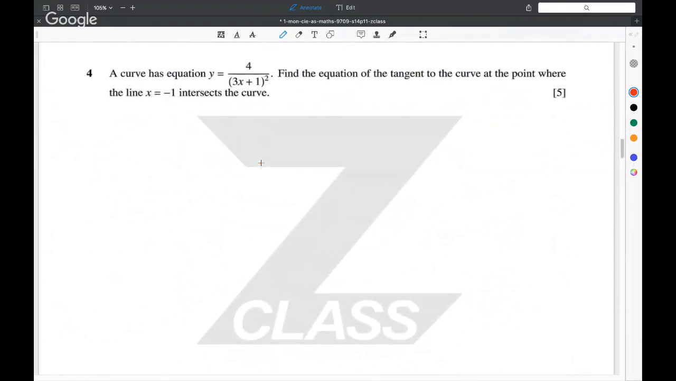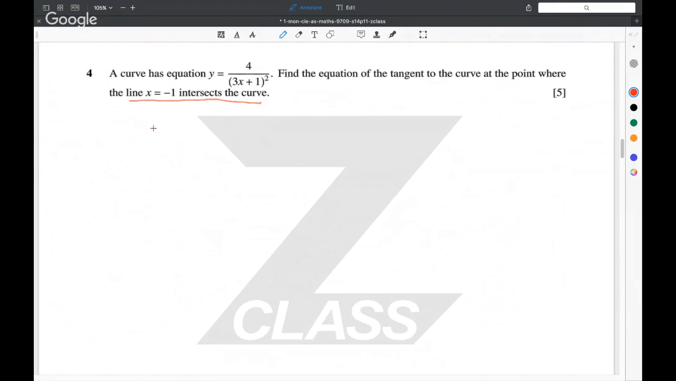Question 4. Well, when you see a question about the tangent of the curve, you should always just go straight to differentiation. And here they have a quite unusual statement. Find the equation of the tangent to the curve at the point where line x equals minus 1 intersects the curve. Well, if you think about it, that just means at the point x equals minus 1. So it's not really something new.